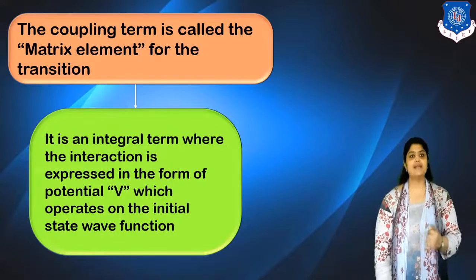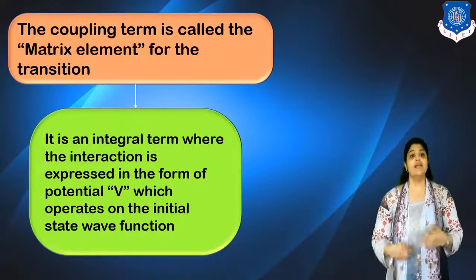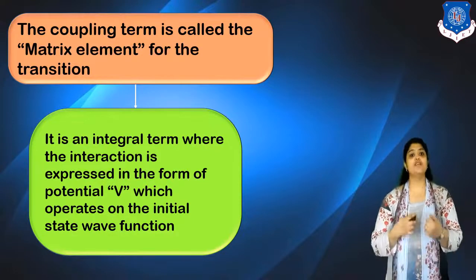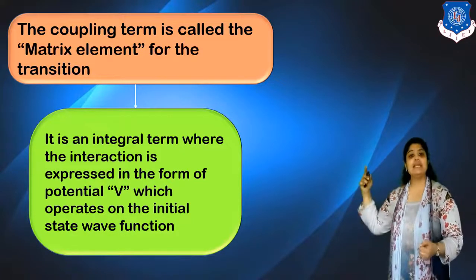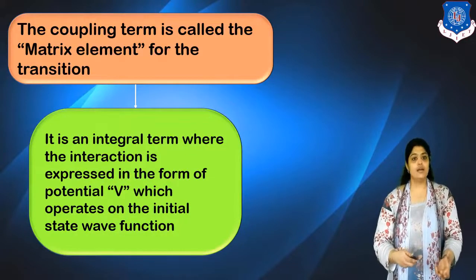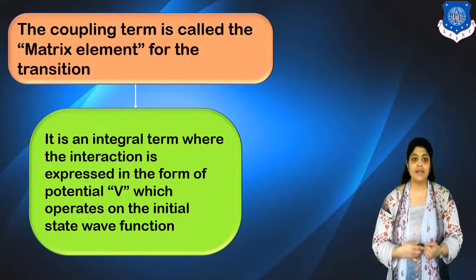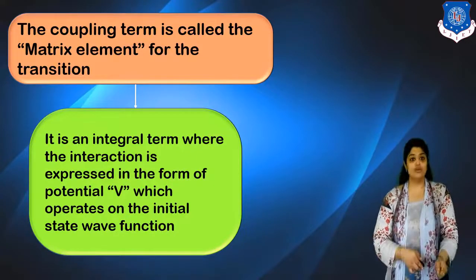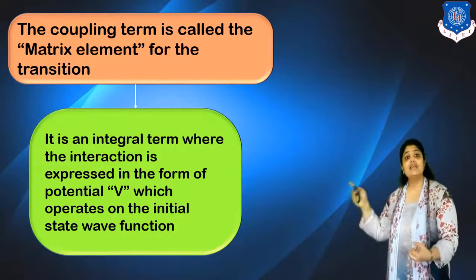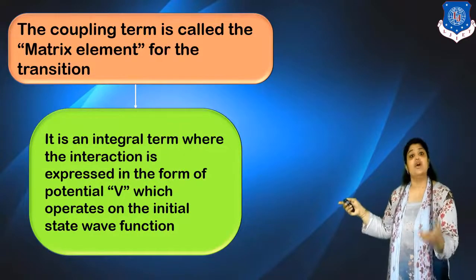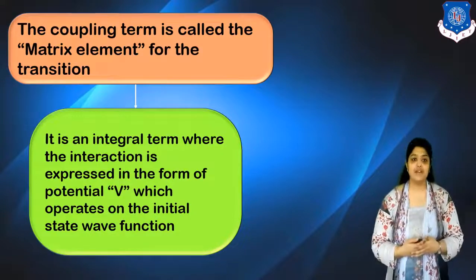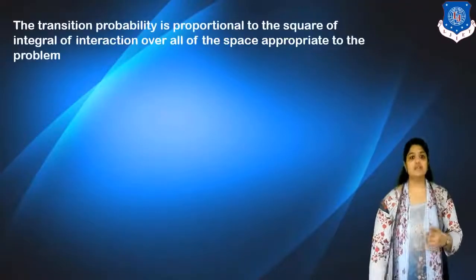Let's see what exactly a matrix element is. It is an integral term where an interaction is expressed in the form of potential V, which operates on the initial state wave function. So exactly the integral term is what is known as the matrix element. And while defining Fermi's golden rule, what we do is we take the square of this integral term. Now this integral term will depend upon the potential of the electron. It will also depend upon the wave functions of initial and final states. So we'll be defining the matrix element.